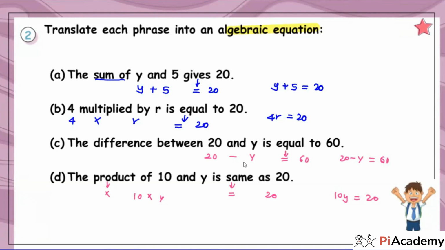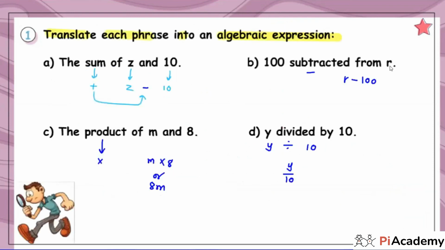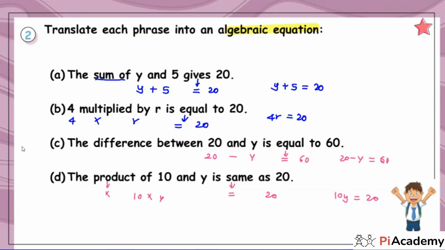Because if you do 20 minus something, it can't be a number bigger than that. See, they are talking about the difference between 20 and y, right? No one told us which number you have to subtract from, right? So it's fine. I don't find that wrong because they have not mentioned it. See, last time they mentioned 100 subtracted from r, so that's why r should be first. But if they are not mentioning anything, the difference between two numbers, the first number is my first number. Why would I flip the order?